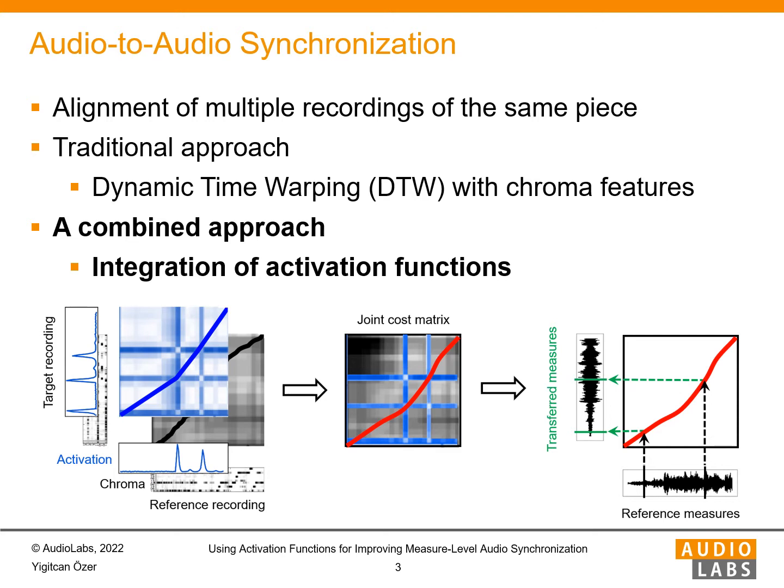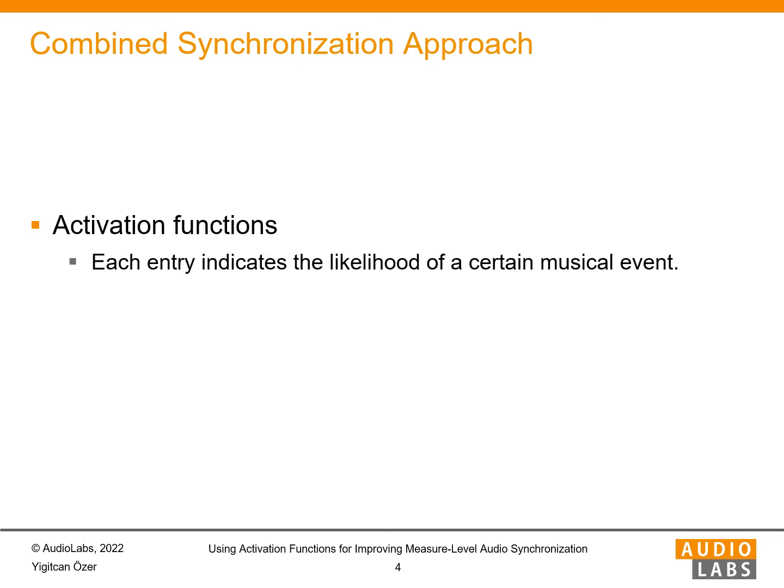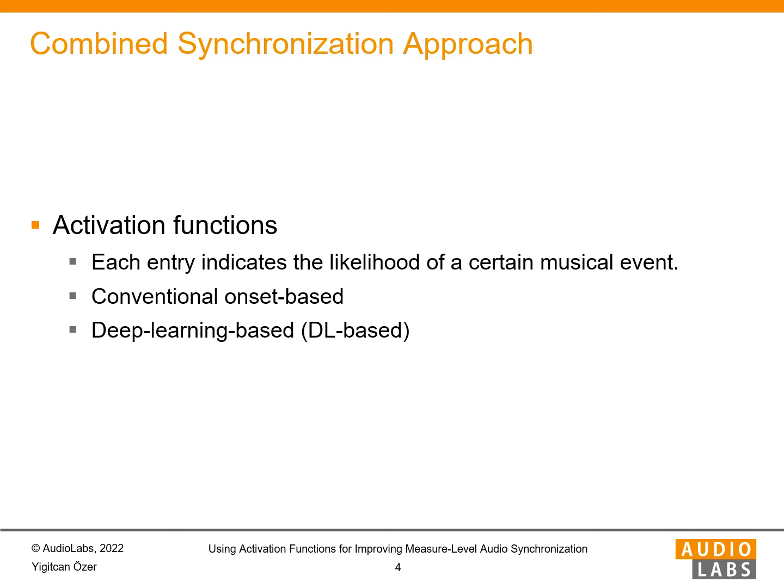synchronization pipeline. We compare several synchronization approaches where we transfer measure annotations from a reference recording to a target recording. For the combined synchronization approach, we regard an activation function as a function that yields a value between 0 and 1. Each entry indicates the likelihood of a certain musical event. To this end, we use conventional onset-based activation functions and recent deep learning-based methods.